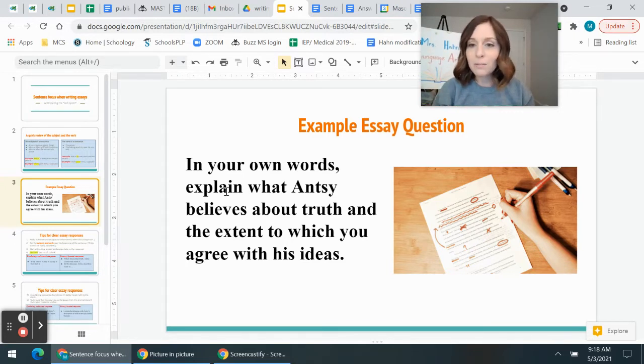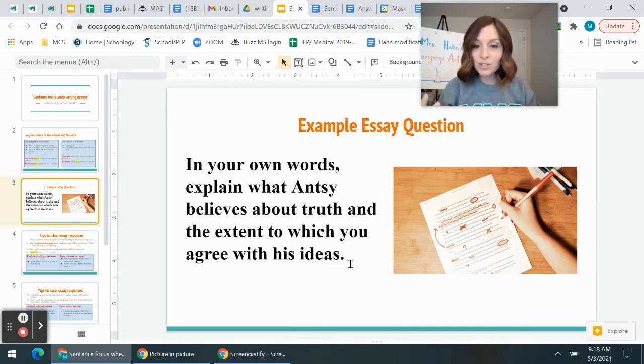In the book, the main character, his name is Anthony, but he goes by the nickname Antsy, and he has a lot of ideas about truth. So let's read this essay question. You don't need to have read the book to be able to practice responding. In your own words, explain what Antsy believes about truth and the extent to which you agree with his ideas.